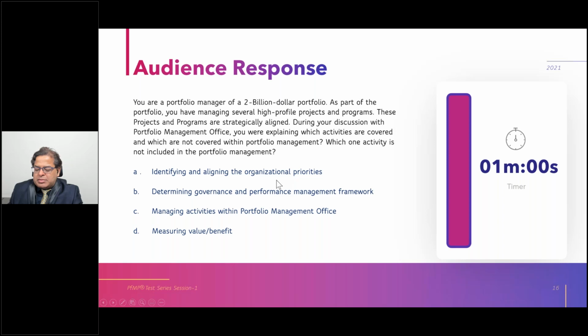Identifying and aligning the organization's priorities is still your job, whatever is applicable to the portfolio. You're not participating in deciding the organization's priorities, but you are checking which priorities are applicable to your portfolio. Determining governance and performance management framework is something you have to do as part of your portfolio, making sure whatever is applicable, the governance structure and the performance management framework, you establish. Measuring value and benefit, yes, this is another performance management role. As and when component managers start giving you feedback about how they're performing, you measure the value and benefit generated from this project or program.